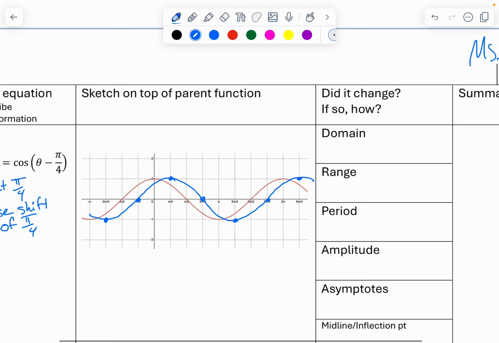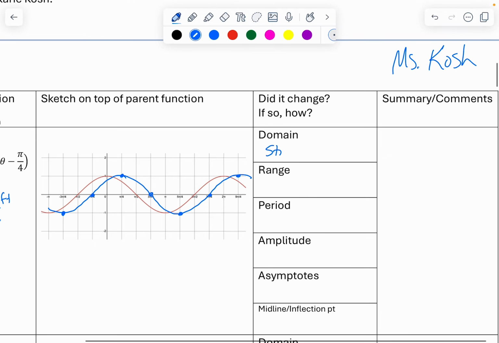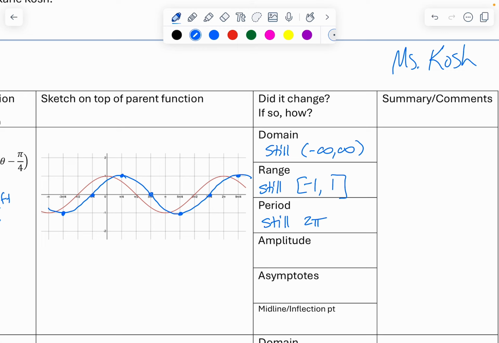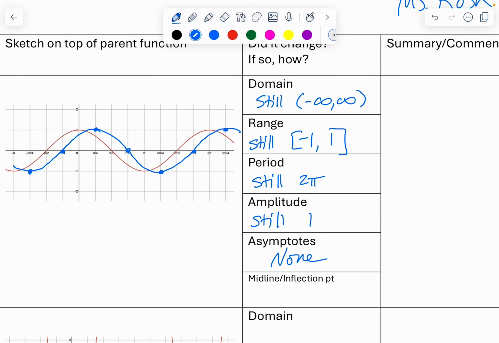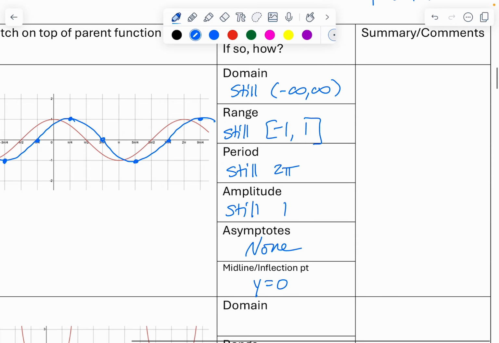And did that change my domain? Nope, it's still negative infinity to positive infinity. Did it change my range? Nope. It's still negative 1 to 1. Did it change my period? Nope. It's still 2 pi. The amplitude is still 1. There are still no asymptotes, this is cosine? Yes, a cosine curve. And my midline is still y equals 0. But what it did do is it changed my zeros.